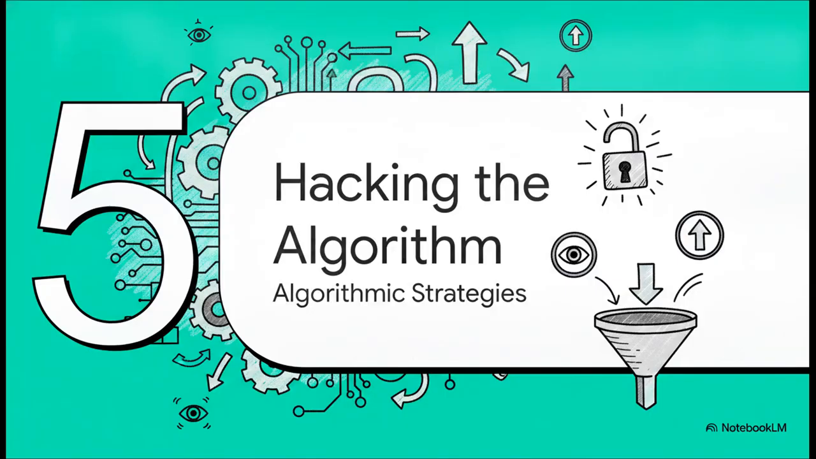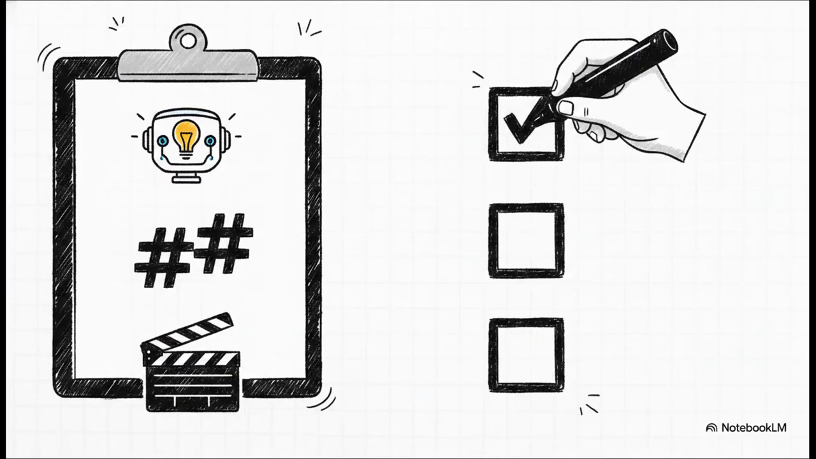Finally, Section 5, Hacking the Algorithm. You've made a great explainer, but if you don't package it correctly, no one will see it. So your ultimate upload checklist should involve prompting ChatGPT for a short, clickable, AI-optimized title and the top 5 current trending tags. Don't just guess what title works best. Tell ChatGPT your exact plot and ask for it.